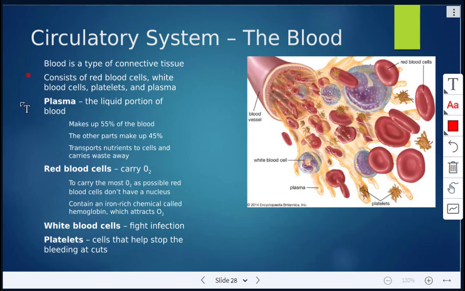All right, so plasma, it is the liquid portion of the blood. It makes up 55% of the blood. The other parts, like the red blood cells, white blood cells, and platelets, that makes up the rest, which is 45%. So the blood is very important because it transports nutrients to cells and it carries waste away.